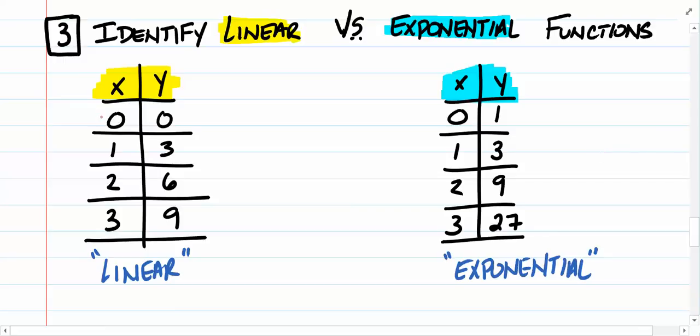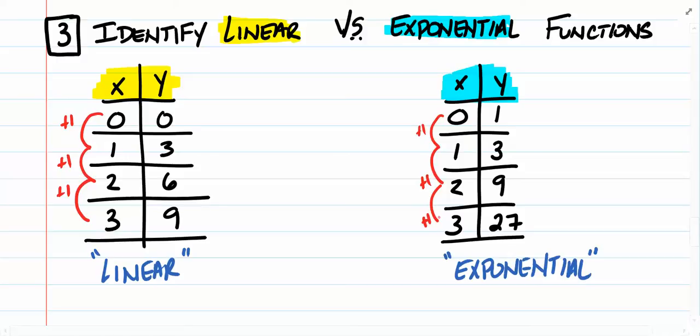In here, going from 0 to 1, from 1 to 2, and from 2 to 3, notice that I'm just increasing by 1. So +1, +1, +1. Okay? Same thing over here. Going from 0 to 1, I increase by 1. 1 to 2, I increase by 1. 2 to 3, I increase by 1. Okay, so that is the same in both of them. Now I want you to consider the y values.